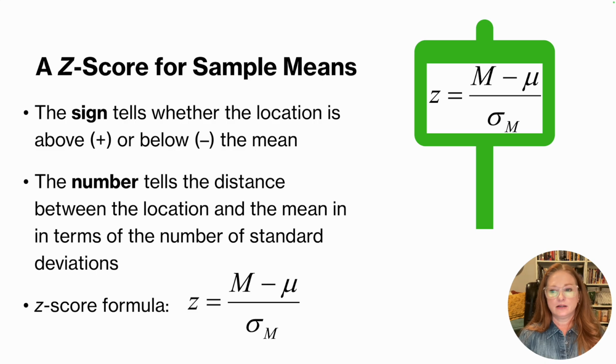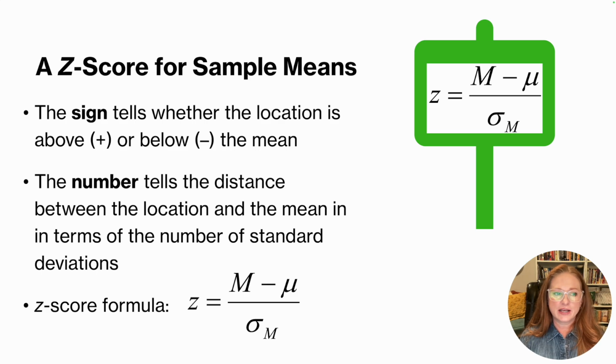Okay, so same equation, slightly different. Remember how it was z equals mean minus mu divided by standard deviation? The only difference now is z equals mean minus mu divided by standard deviation of the mean. Okay, same thing though.